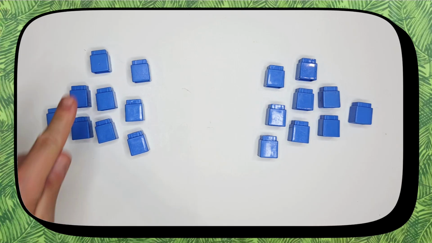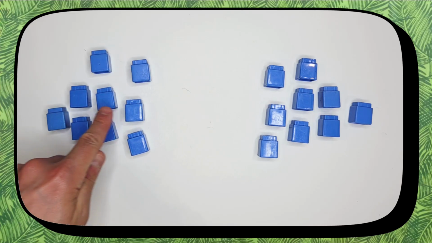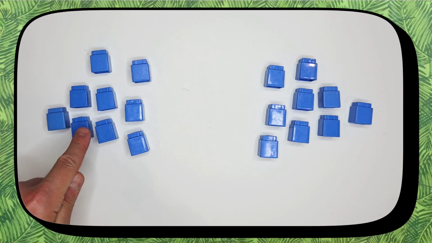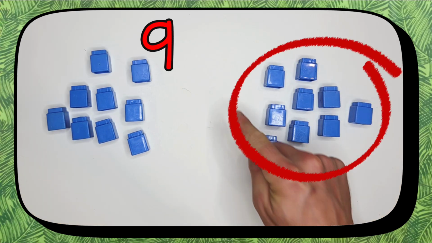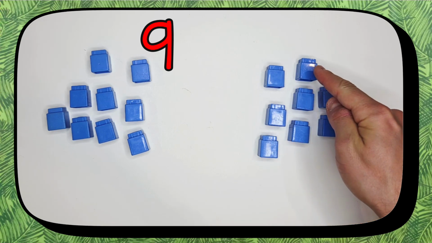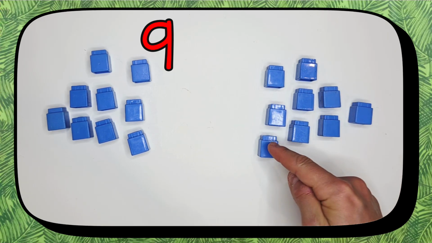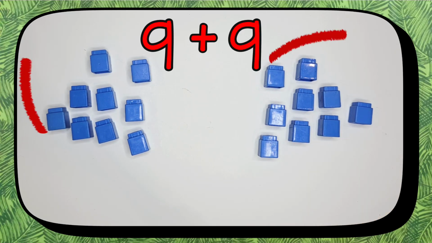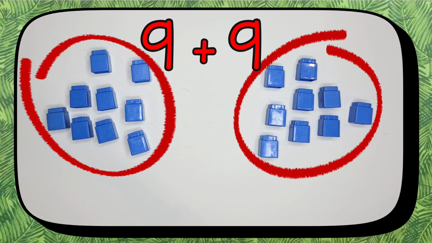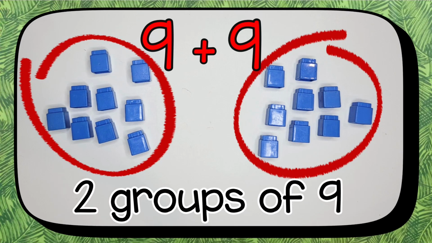Count with me. 1, 2, 3, 4, 5, 6, 7, 8, 9. And now this group. 1, 2, 3, 4, 5, 6, 7, 8, 9. 9 and 9 make 18. Double 9. That's 2 groups of 9. Another way to show 18.